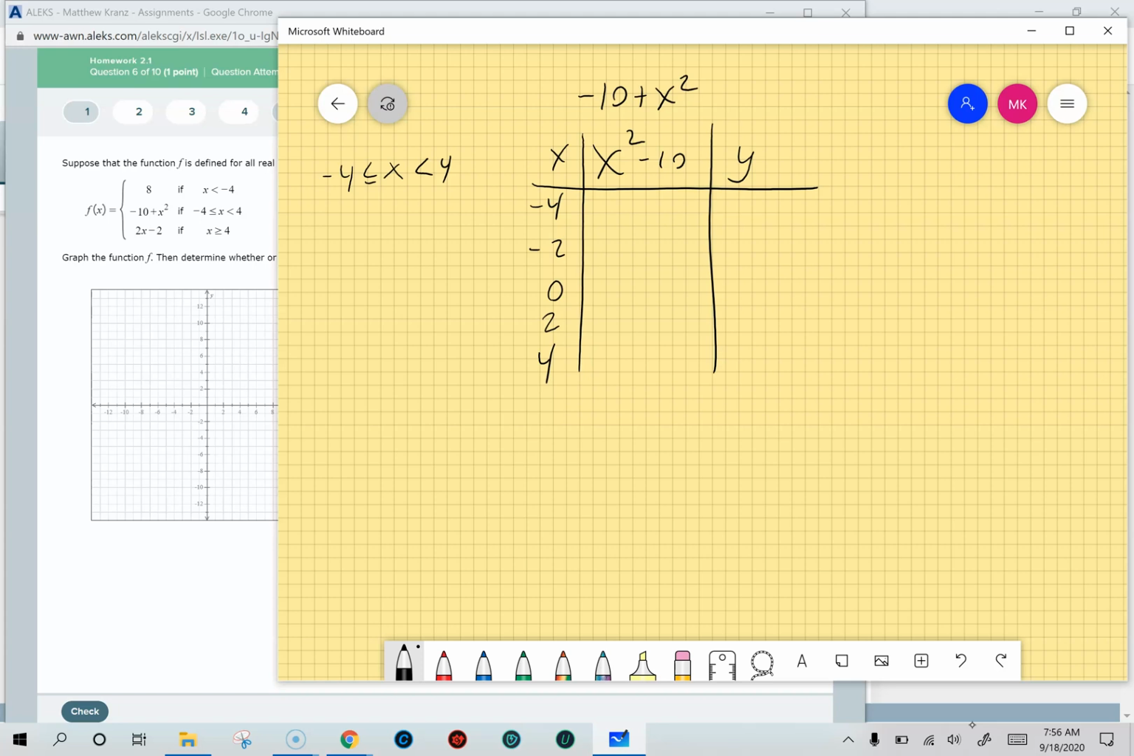Now if I go ahead and graph this, negative 4 squared is 16 minus 10 is 6. Negative 2 squared is 4, and 4 minus 10 is negative 6. 0 minus 10 is negative 10. 2 squared is 4 minus 10, which is negative 6, and 4 squared is 16 minus 10, which is 6. So those are my points: negative 4, 6; negative 2, negative 6; 0, negative 10; 2, negative 6; and 4, 6.